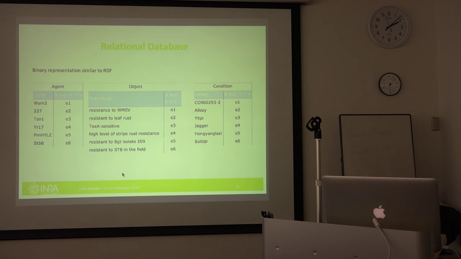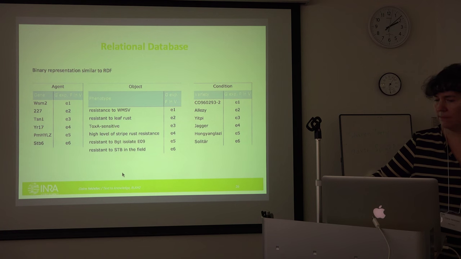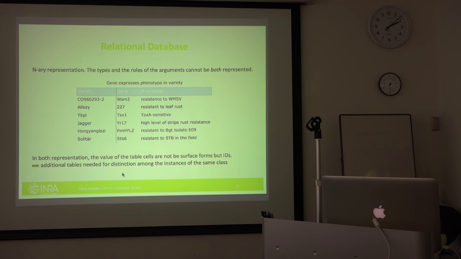Then transformation to a relational database is straightforward if we keep this binary representation. If we use a binary representation, we have to leave out either the types or the roles. We cannot keep both of them. In this example, we kept the types, variety, gene, and phenotype, and left out the roles agent, condition, and object.